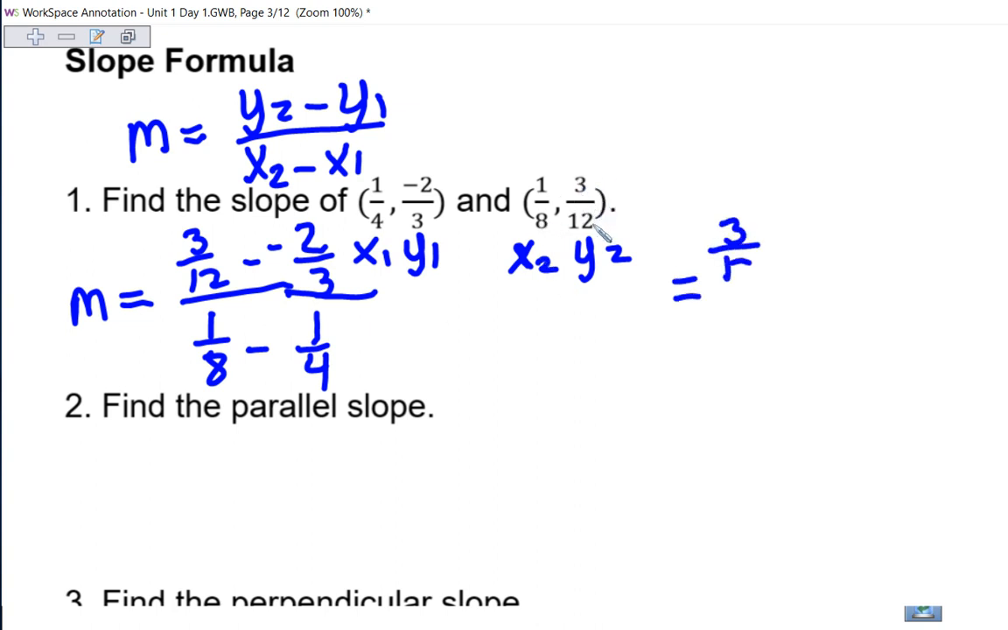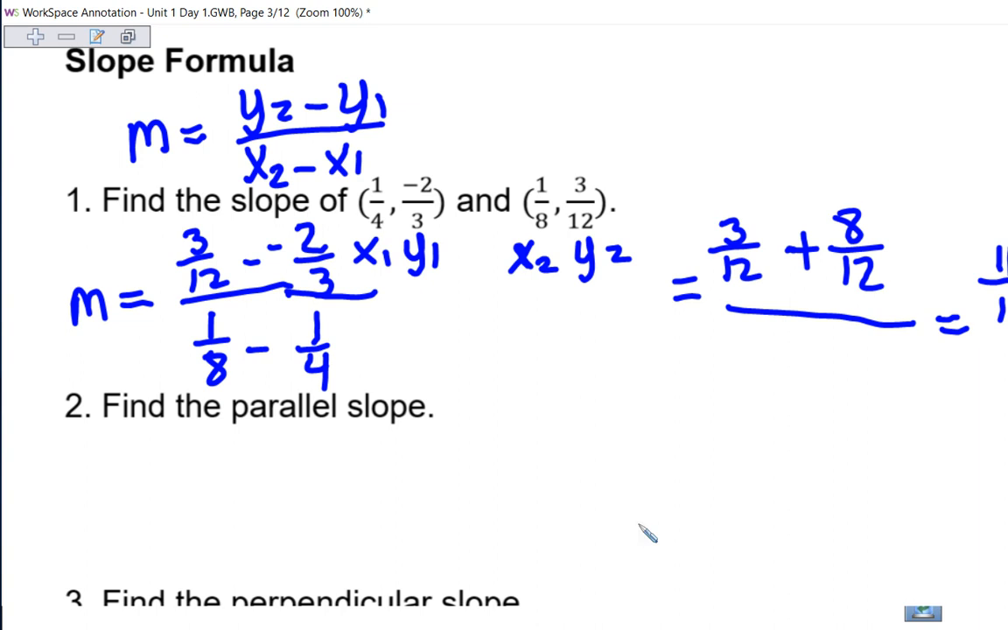I'm going to just continue my work over here. So this would be 3/12. And when I subtract the negative, it becomes positive. And instead of 2/3, I need the common denominator of 12. So that would be 3 times 4 to get me 12. So 2 times 4 would give me 8. I'll go ahead and add those, and that would be 11/12.